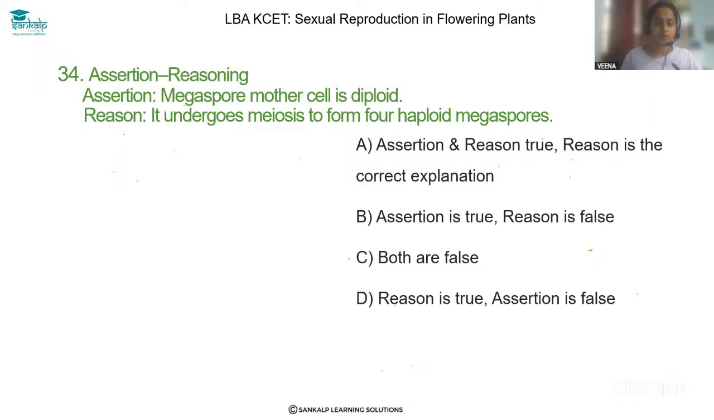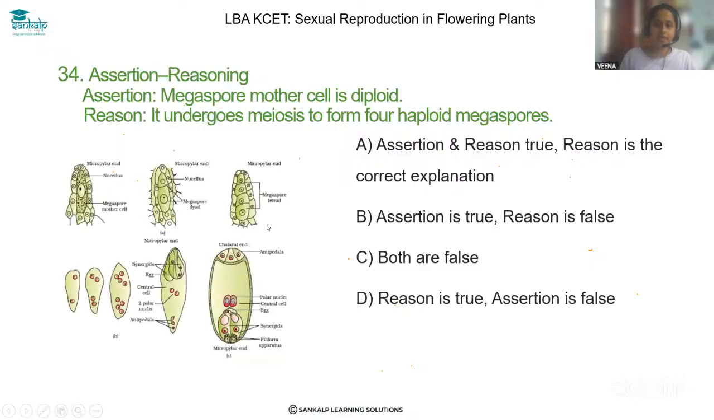Let's solve the 34th question. Assertion: megaspore mother cell is diploid. Reason: it undergoes meiosis to form 4 haploid megaspores. Dear children, as you know, the megaspore mother cell will always be diploid in nature, that means 2n. And in a 2n cell, which division is going to take place? Always meiotic division.